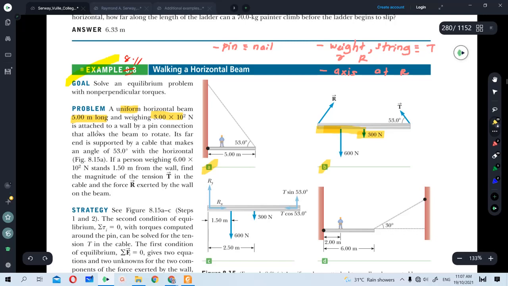We have the beam attached to the vertical wall, which is indicated by this black dot here. So this is a pin. Now a pin is quite similar to a nail, except that if you nail an object to the wall, then the object would not be able to move around. So a pin is used here so that it is able to allow the beam to rotate.